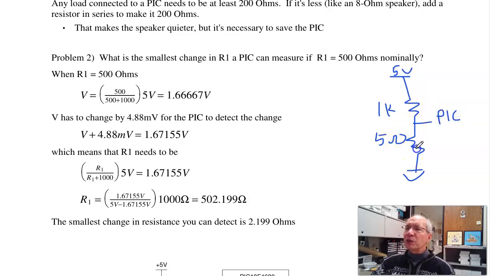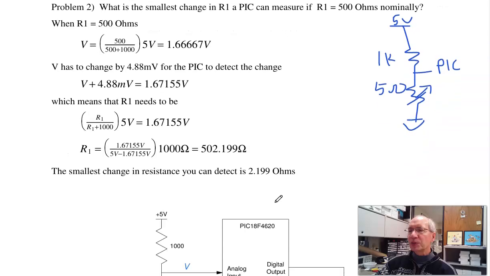How much does the 500 ohm resistor have to change so the PIC can see it? Well, it means the voltage changed by 4.88 millivolts. That's the resolution on the analog input. So nominally, I'm at 1.666 volts. If I add 4.8 millivolts, I'm at 1.67. Going backwards and solving for R, it changes from 500 to 502 ohms. What that means is if this is an ohm meter, I can measure 500 ohms with a resolution of 2 ohms, plus or minus 2 ohms.